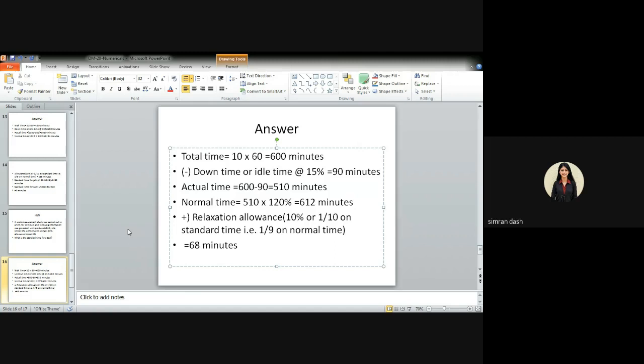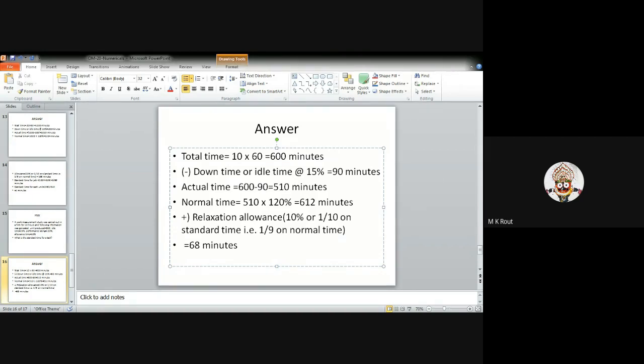Based on allowance time, we need to calculate normal time, na? 1 minus allowance factor, that will be divided by normal time. The formula is 1 by 1 minus percentage of allowance. Saurabh, try to understand.